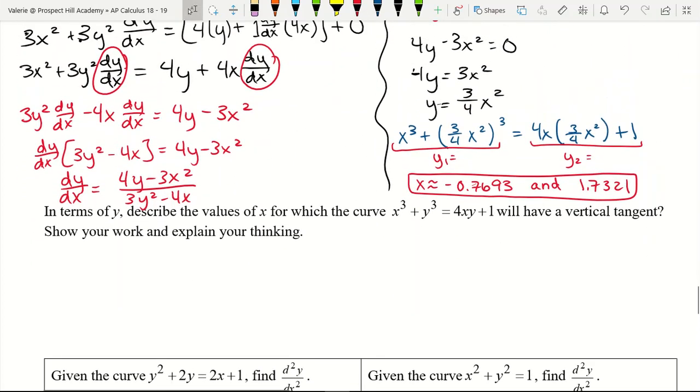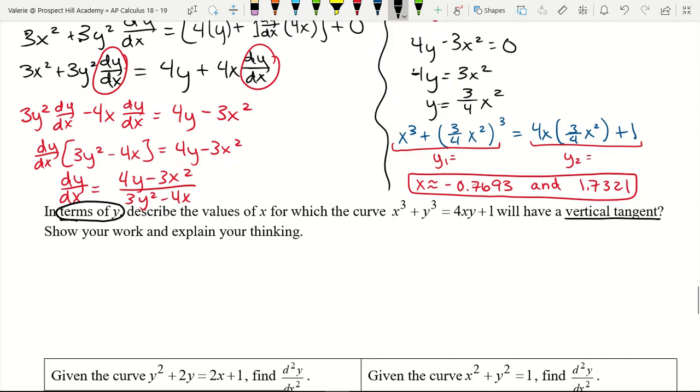So now, for the second piece, we want to know in terms of y. So this is really important. We're not looking for actual values of x. We're looking for x equals, and whatever x equals has to be in terms of y. We want to describe the values of x for which this curve will have vertical tangent.